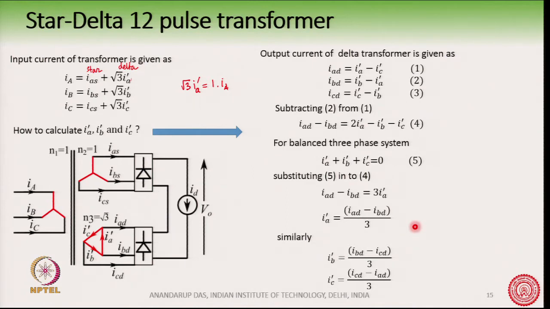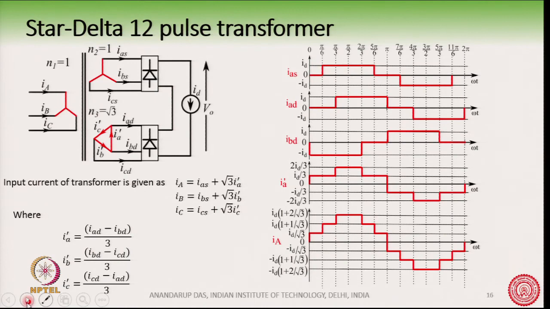And by symmetry, we can also write IB dash is IBD minus ICD by 3, and IC dash is ICD minus IAD divided by 3. Okay. Now, let us look into what are the IAS and IAD waveforms. This is important to understand the waveform of I capital A. We are trying to get the waveform of I capital A.